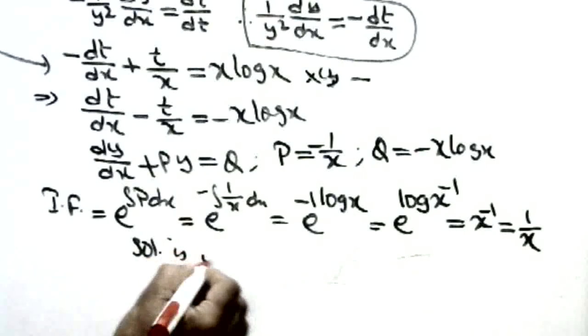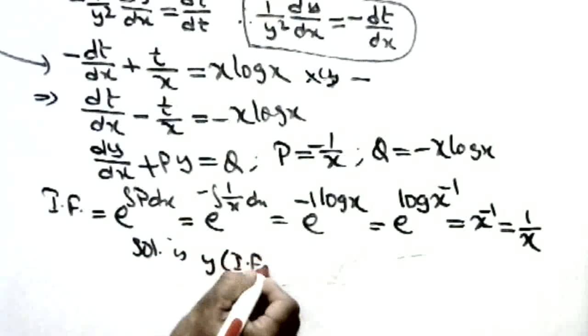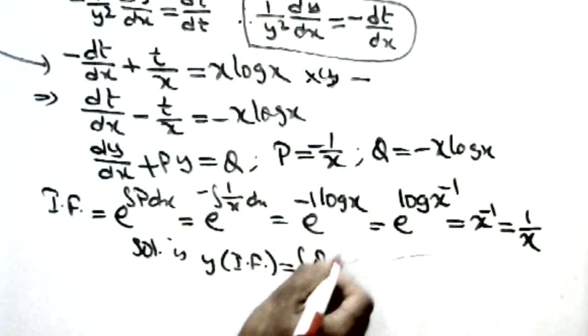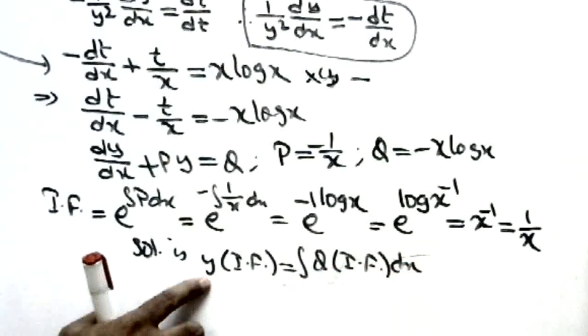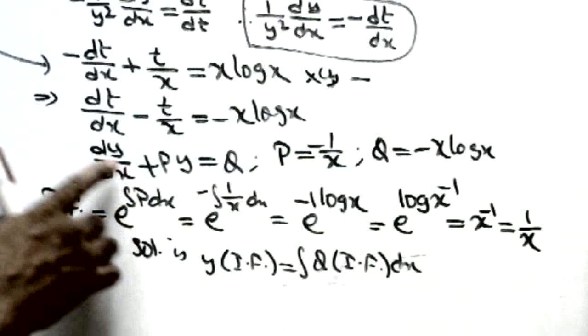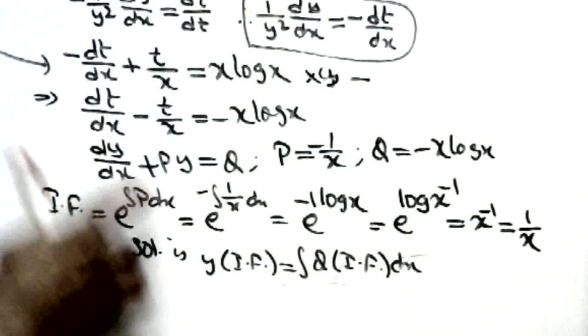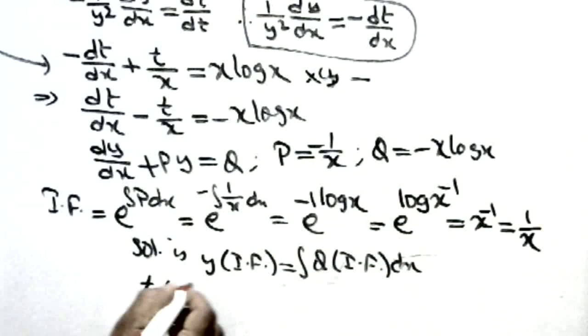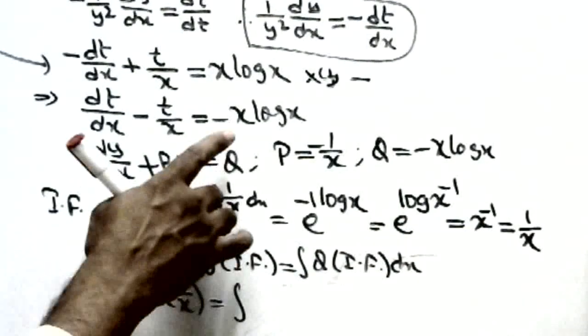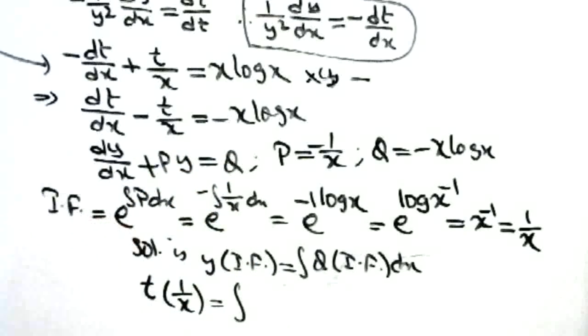Now the second step is the solution. Solution is y into integrating factor equals integration of q into integrating factor dx. But we must write t in place of y, because here we are having t. So in place of y you write t into integrating factor. We got 1 by x equals integration of q.